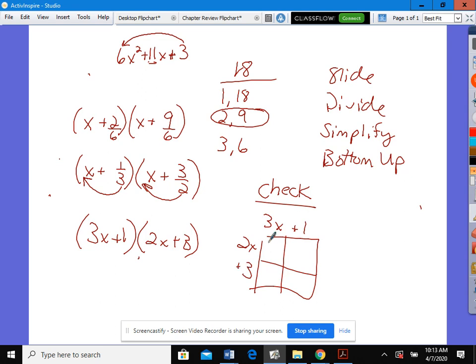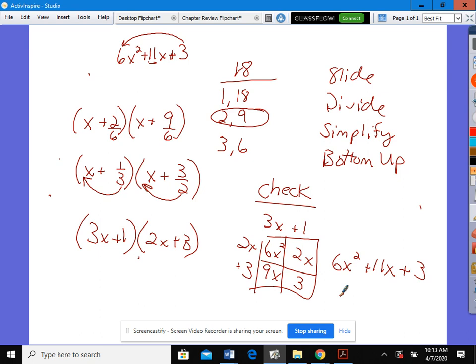So 3x times 2x, that's 6x squared. 1 times 2x, that's 2x. 3x times 3, that's 9x. And 3 times 1 is 3. Then we would combine like terms together. So we combine the 9x and the 2x together to get 11x. And we don't have anything to combine the 3 with. That indeed matches what I started with, so that would be correctly factored.